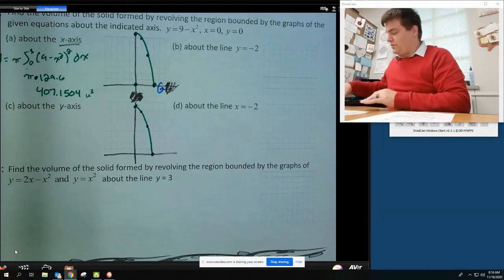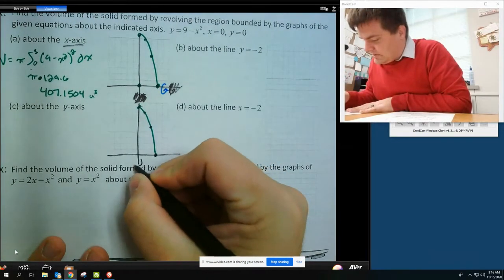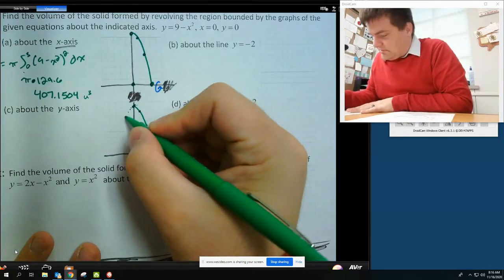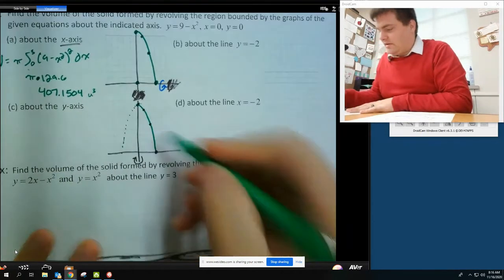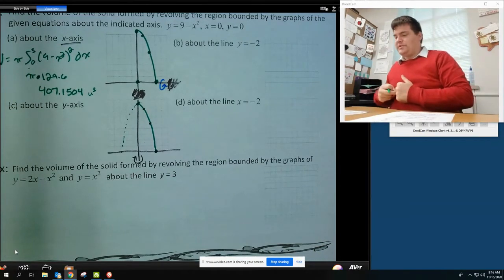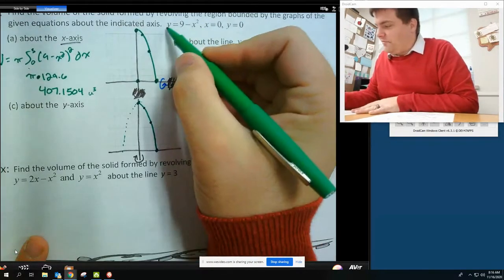So this time we're going to rotate this way. So essentially what's going to end up happening is I'm going to get some type of figure that looks like this when I rotate it. So in order to do this, I need this all to be in terms of y. So I need to solve for x.